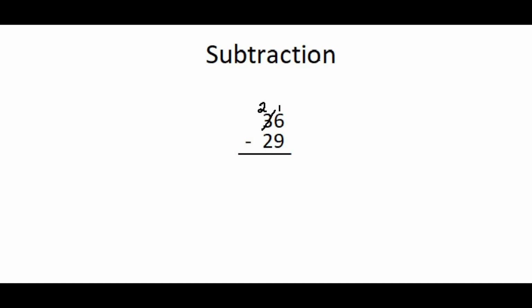And we can subtract. 16 minus 9 is 7. Moving over to the tens column, let's subtract. We have 2 minus 2. 2 minus 2 is 0. Because 2 minus 2 is 0, we don't have to write 0 in our answer. The answer is 7. 36 minus 29 equals 7.